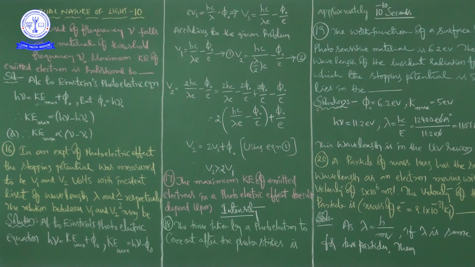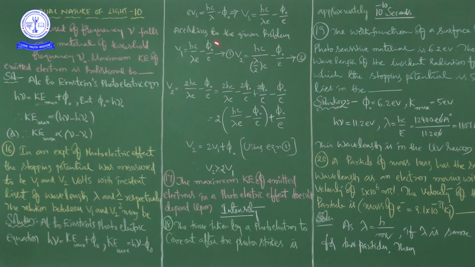Einstein's photoelectric equation, h nu is equal to Ke maximum plus phi naught. See here, Ke maximum is equal to h nu minus phi naught. And you know that Ke maximum is equal to e V naught. I already told you, V naught and Vs both we use to represent stopping potential.